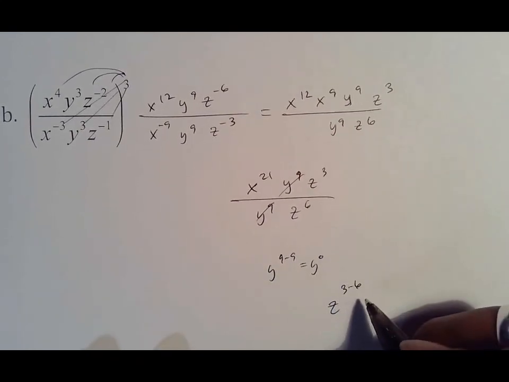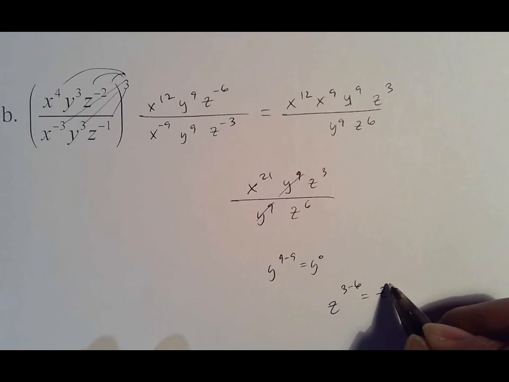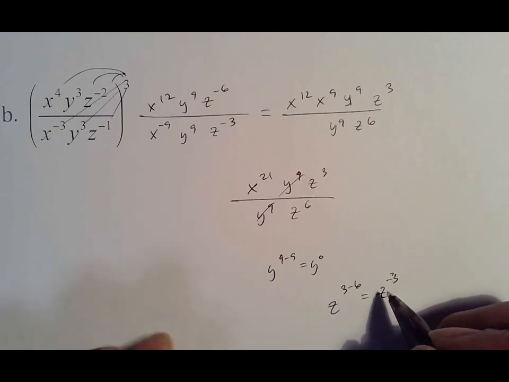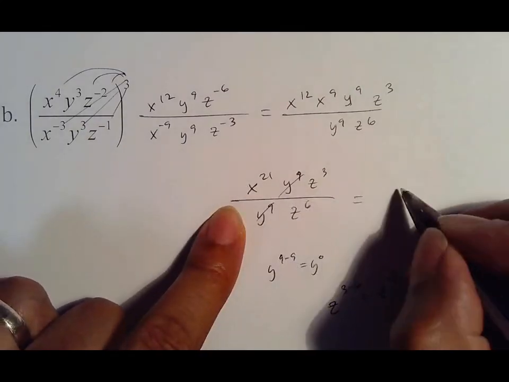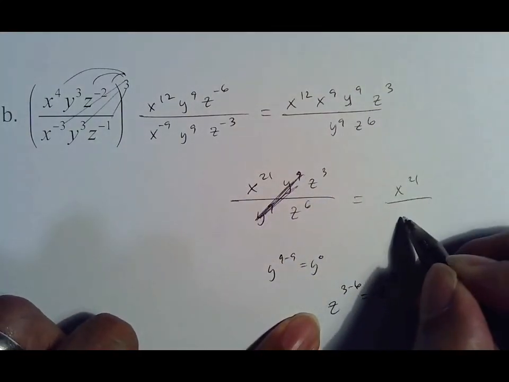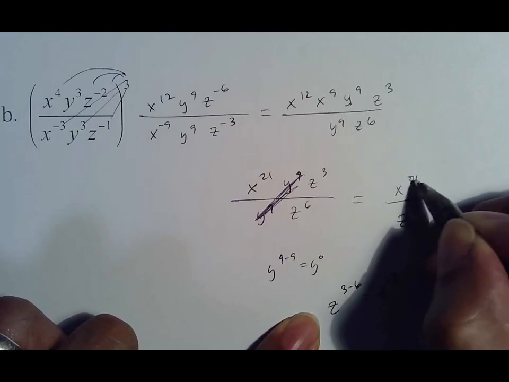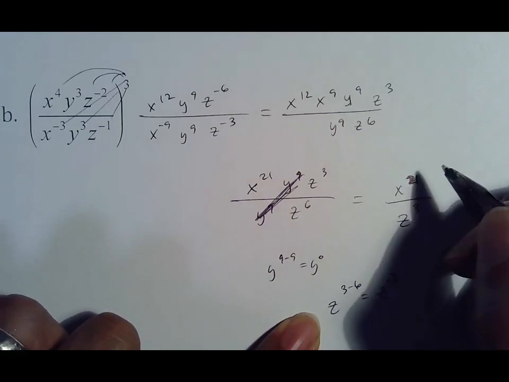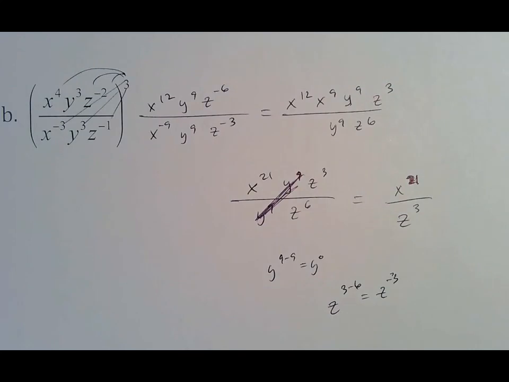Notice how I'm doing this in the scratch work area, which is z to the negative 3rd, which means that z will go on the bottom. So what that means is, in the end, my x to the 21st stays there, my y's are gone, and my z goes on the bottom. That will be my final answer there.